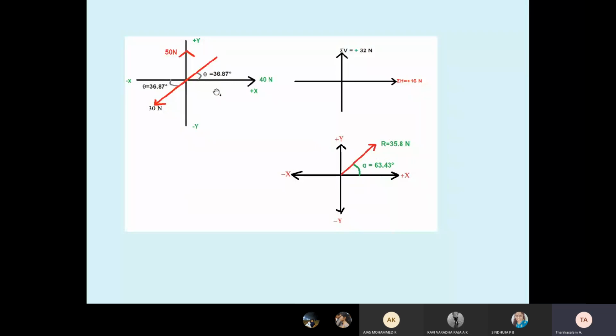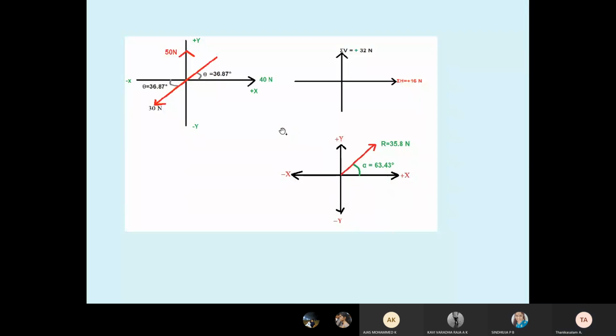See, the three forces acting, we converted into summation of H and summation of V. Both are positive. Therefore, the resultant is lying in the first quadrant itself. There you see the third diagram, for understanding. Sundar, do you understand this one?